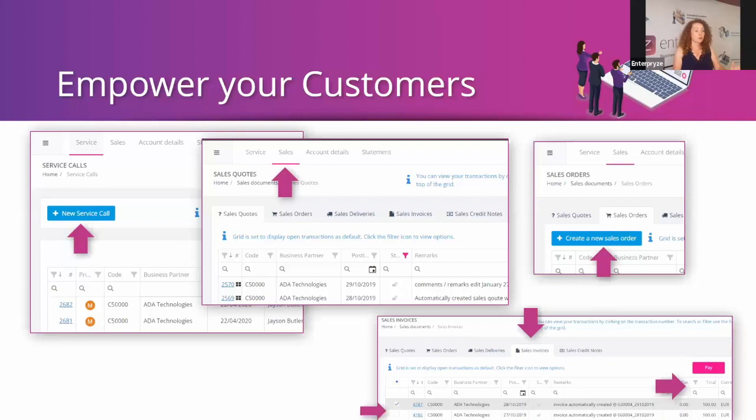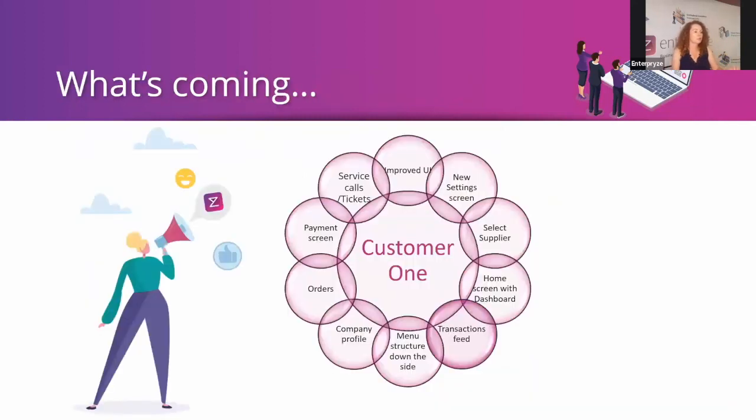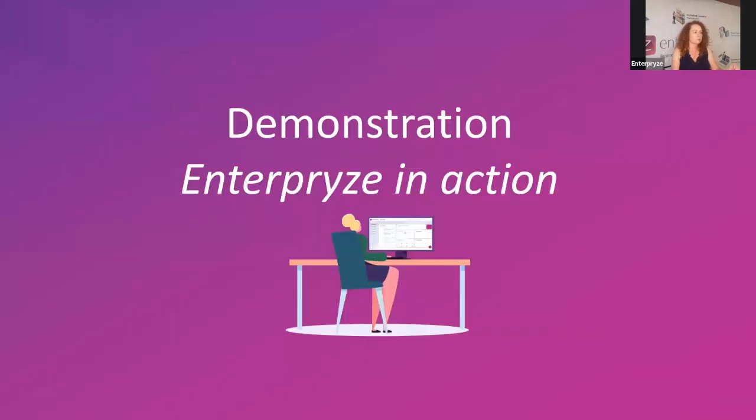And under sales invoices, you select an invoice. This is your customer, and they can pay the invoices via Stripe. So really, really cool features within Customer One. And we've a lot more to come. We've a lot more to improve within the system and to make it even better for you as well. So there'll be a payment screen, more transactions feed. So it'll be more in line with what the current platform looks like.